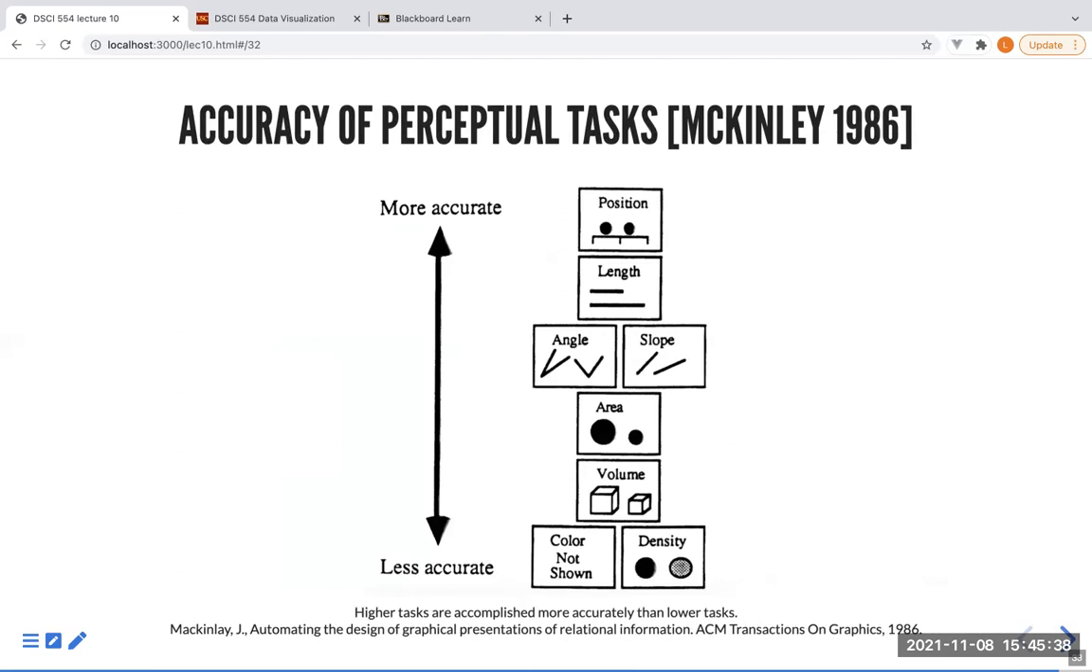People later on continued to work on this. So you see here, in the late 80s, they tried to understand which marks are more or less precise. And here we have, this is taken from the paper from McKinley in 1986. And this is not surprising.